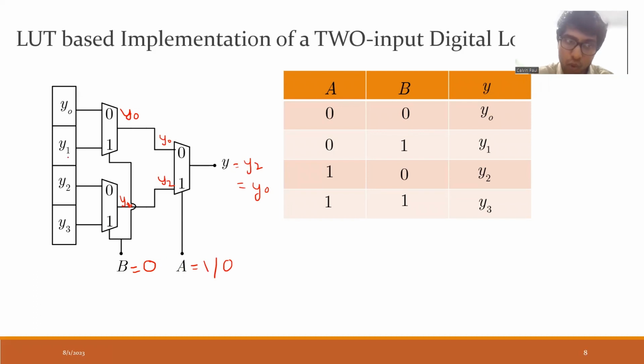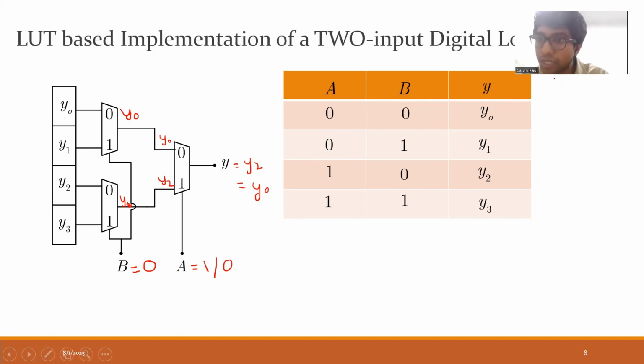So we have 4 data bits, and based on the select lines, we can get whatever bit we want, whatever value is stored in that particular cell. So this is the truth table. Based on whatever inputs of A and B I'm giving, I'm getting the output Y.